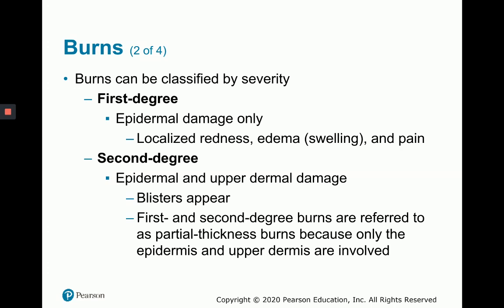Let's talk about the different types of burns. You have first degree and second degree. First degree and second degree have really similar symptoms. They both usually have localized redness, some swelling, some pain, but you never have blisters with a first degree burn, whereas you would have blisters with a second degree burn. Also, with a first degree burn, you only have the epidermis damage. With a second degree burn, you have the epidermis damage and part of the dermis damage, usually the upper part. So a second degree burn is sometimes called a partial thickness burn.